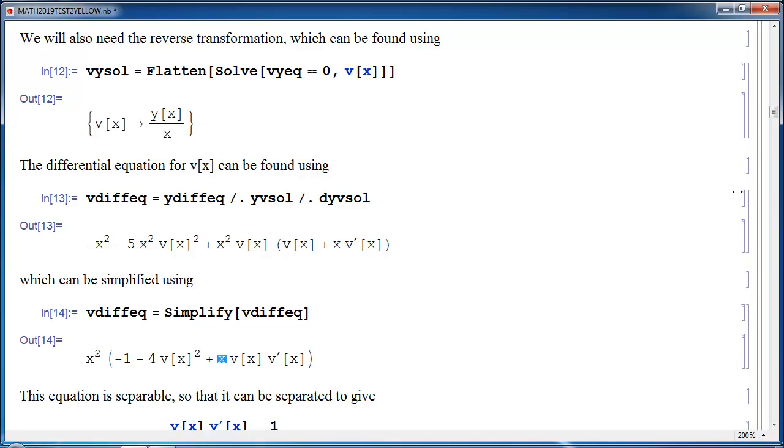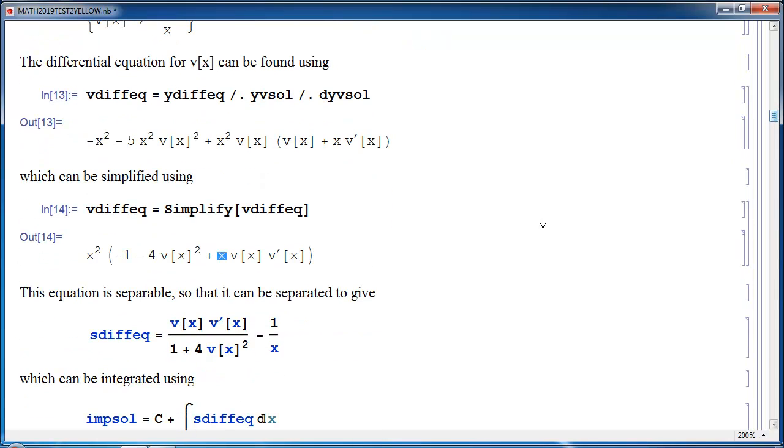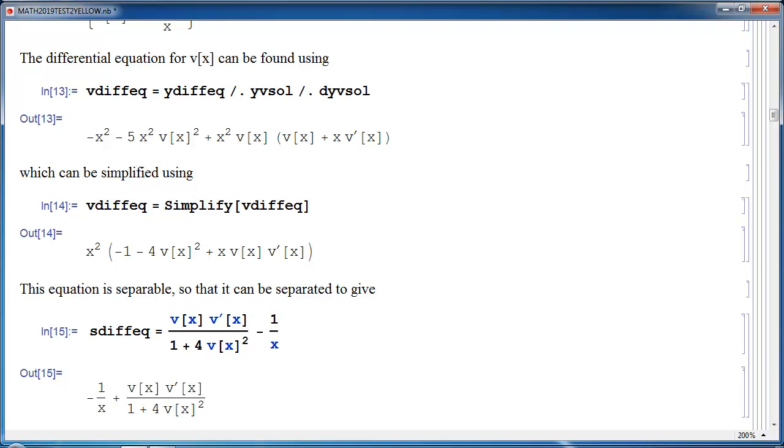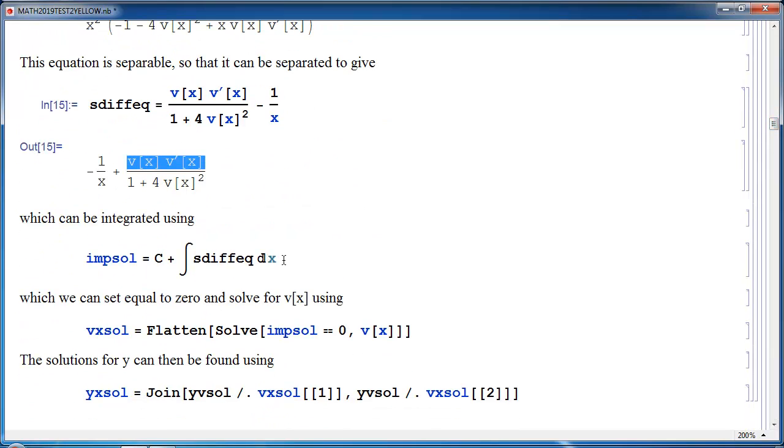So this equation is separable, and I've separated it manually. So I've divided by this and by x. So that's the separated form of the differential equation. And now we can integrate this because the top here is proportional to the derivative of the bottom, and we know how to integrate 1 on x. So let's do that, and that will give us what's called an implicit solution.